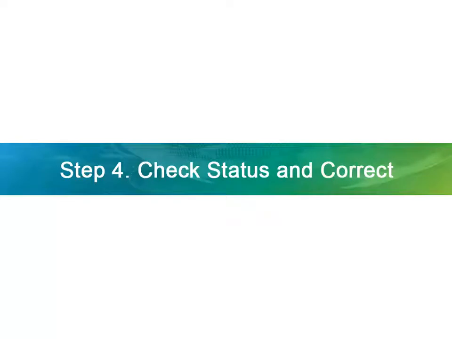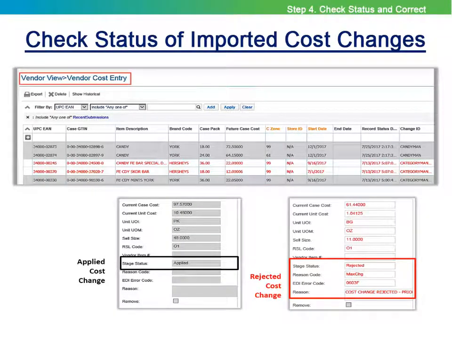Step 4. Check the status and make corrections if needed. You can immediately check the status of your cost submission in the Vendor Cost Entry module. Remember, the system will apply or reject the cost changes based on defined business rules and filters.